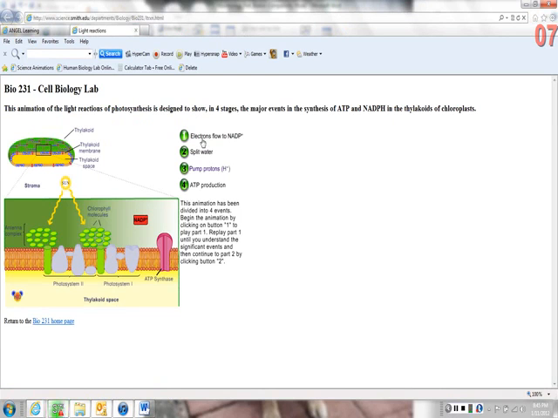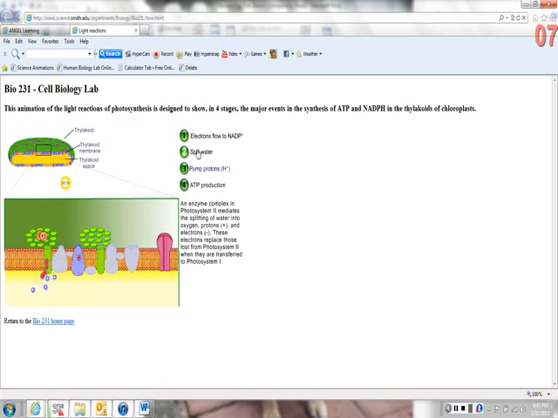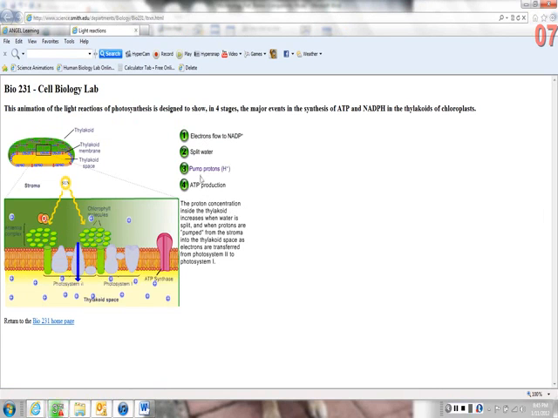This animation shows the light reactions of photosynthesis. Step 1, we have the electrons flow to NADP+. Step 2, we split water. Step 3, we have the proton pump. And step 4, ATP production.